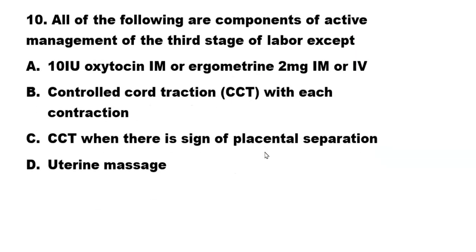The next question. All of the following are components of active management of third stage of labor, except: A. Oxytocin 10 international units IM or ergometrine 0.2 mg IM or IV, B. Controlled cord traction with each contraction, C. Controlled cord traction when there is a sign of placenta separation, D. Uterine massage. Think of it for 5 seconds.